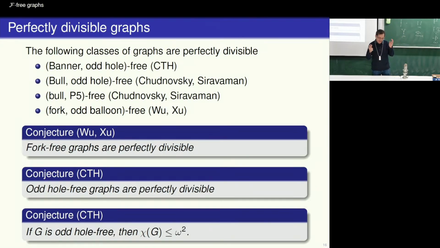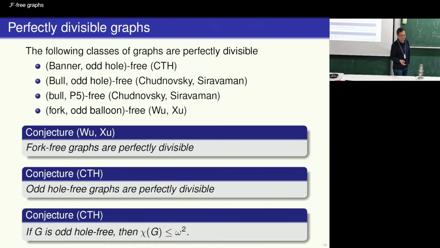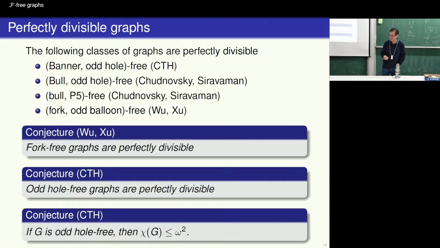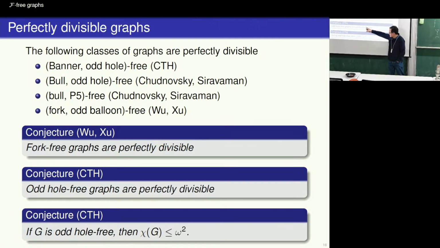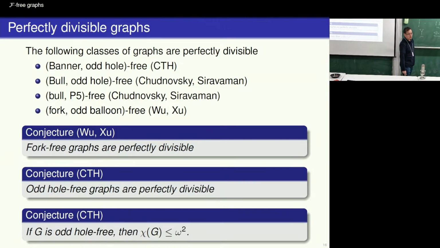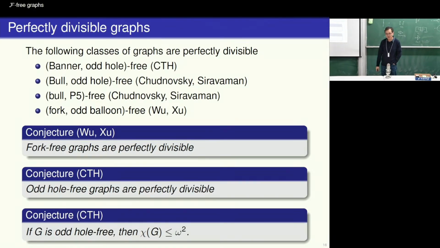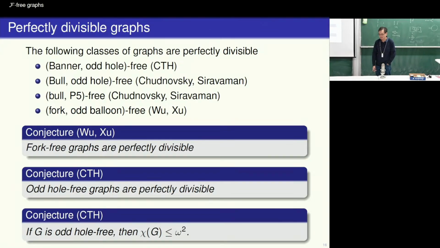So now I say, okay, I conjecture it. The first paper about it is not a conjecture, it's an open problem. But now it's a conjecture. This means if the conjecture is true, then for odd hole free graphs, you can color the graph with omega square colors. That would be very hard to believe, but it may be true.